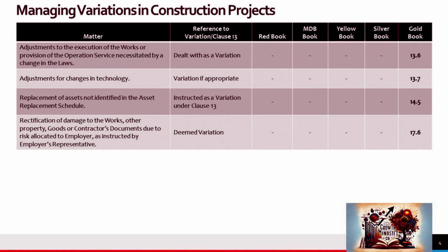16. Replacement of assets not listed in the asset replacement schedule, instructed as a variation under clause 13, noted only in the gold book under subclause 14.5, ensuring that unlisted assets are appropriately replaced. 17. Rectification of damage due to risks allocated to the employer, deemed a variation and specifically addressed in the gold book under subclause 17.6, focusing on employers' responsibility for damages.